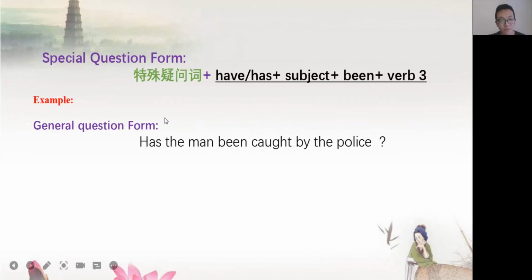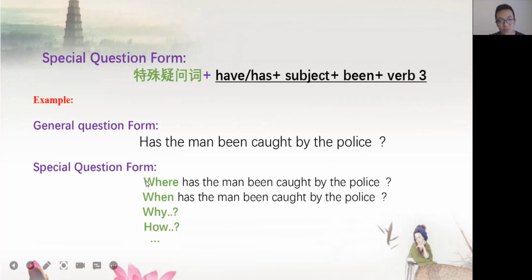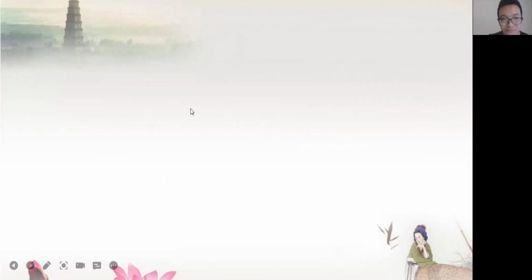So we can say, has the man been caught by the police? We know it's the general question form, right? So we can put some special question word in front of it. So we can say, when has the man been caught by the police? Or why? Or how, and so on. So that's the special question form. So it's so easy, right?